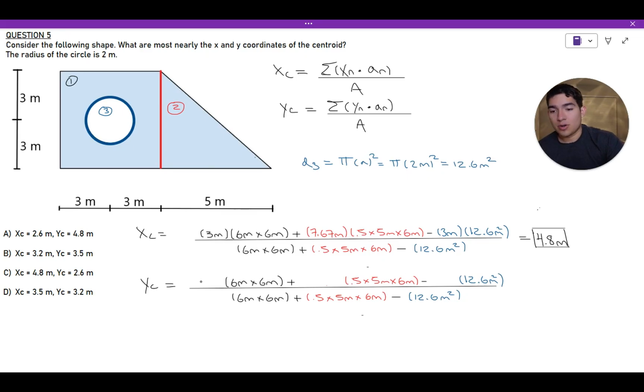So let's just go ahead and replace each one of those with the correct coordinate. In this case, for our rectangle, it looks like that y coordinate would be 3 meters. So let's just go ahead and write 3 meters back in.